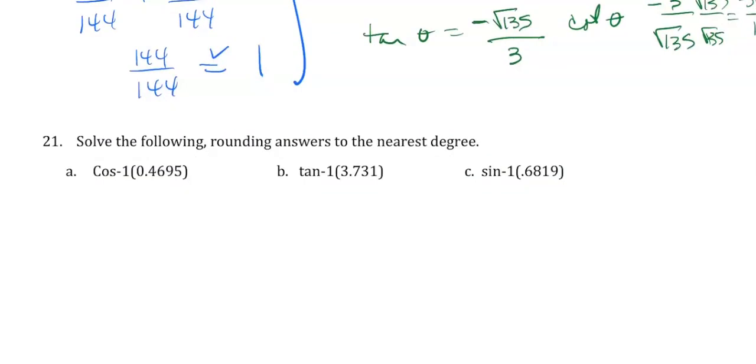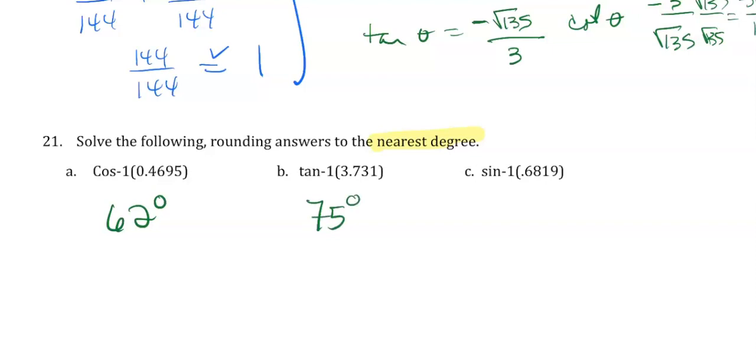Okay, 21, easy peasy. It says round to the nearest degree. So mode is in degrees. And in your calculator, you say second cosine to the negative 1 of 0.4695. And you should be getting, it says to the nearest degree, 61.9. So that means 62 degrees is the nearest degree. Next one, second tan to the negative 1 of 3.731. Nearest degree is going to be 75 degrees.